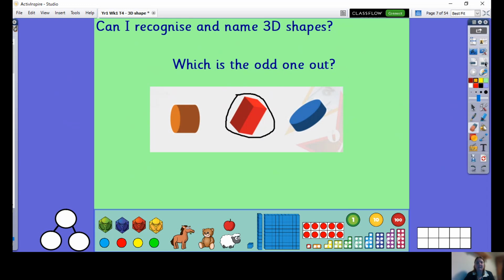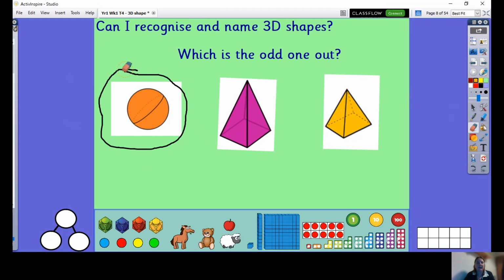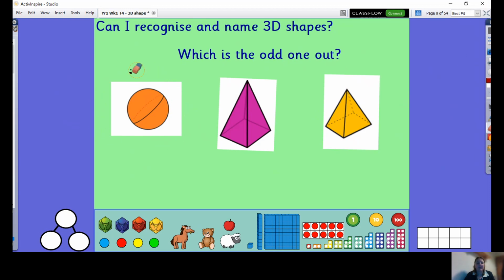Okay, and go here very quickly. We can see that already, but hopefully you've seen. Again, I'm just trying to get you to think about the name. So when you're talking about this with your parents, you're saying, oh, I know that this one is the odd one out because this is a sphere and the other two are pyramids.